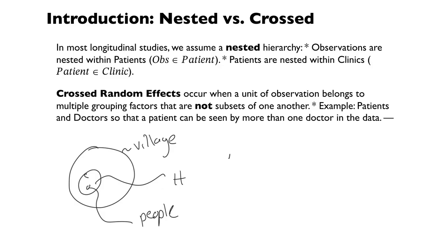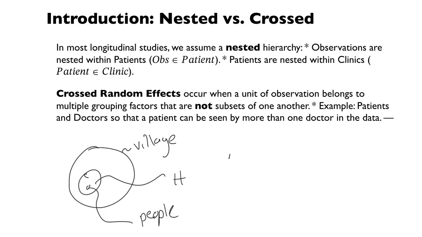One example is patient and clinic. Patients go to different clinics, so you could get correlation due to being the same patient, but observations from the same clinic are an independent way of getting correlation, and they aren't necessarily nested because patients can go to different clinics. That would be an example.